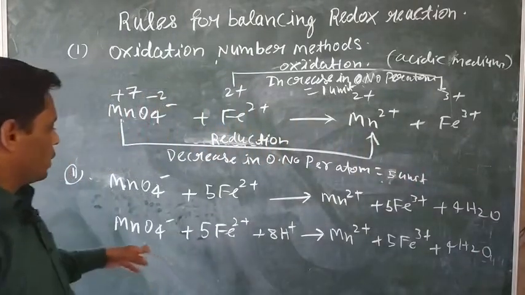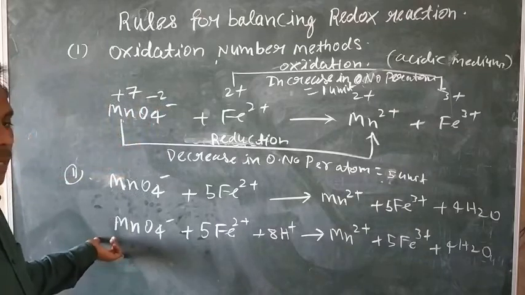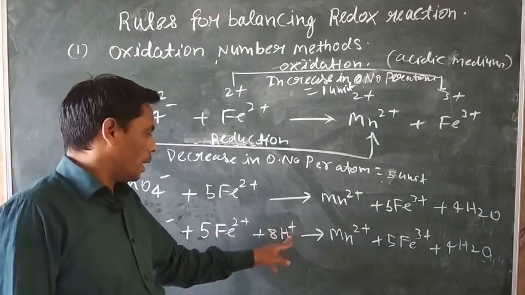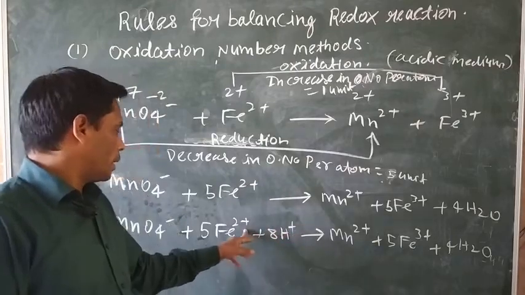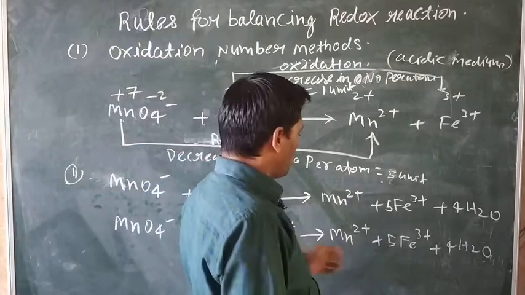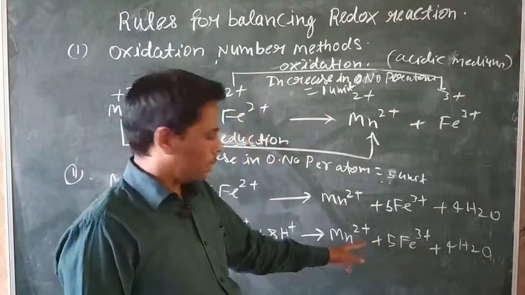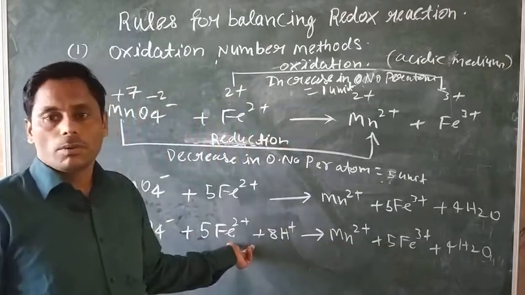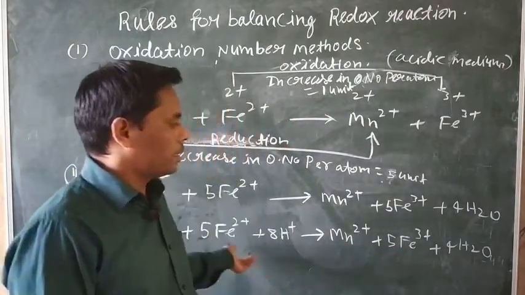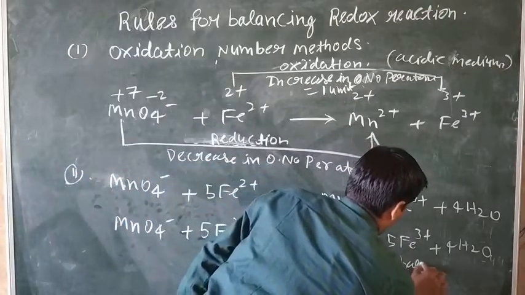After doing this, we calculate the total charge on the left side and the right side. Here, on the left side, 5 times 2 is 10, plus 8H+ gives 18, minus 1 gives 17. The total charge is +17. On the right, 5 times 3 is 15, plus 2 gives 17. If the total charge on both sides is equal, then the reaction is balanced. This is the balanced reaction according to the oxidation number method.